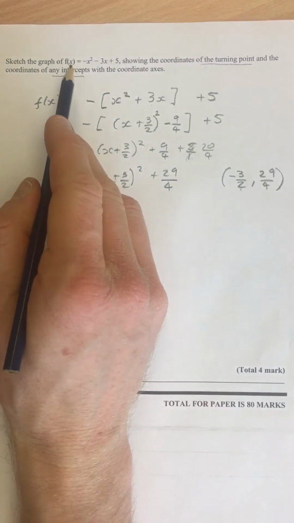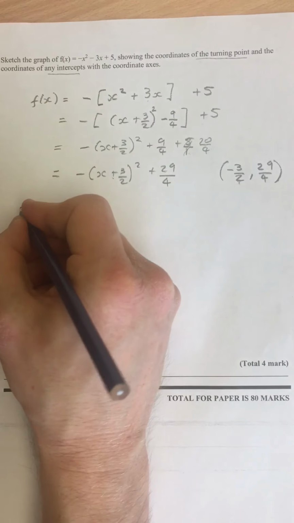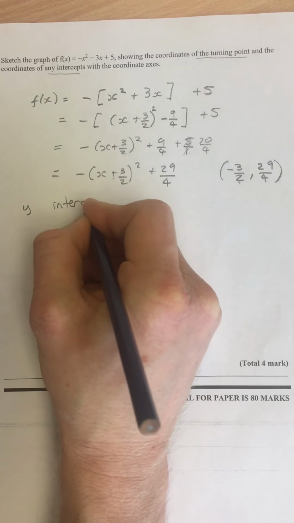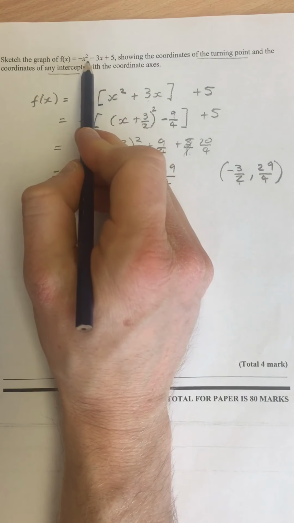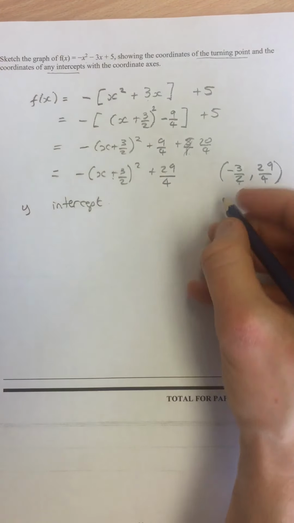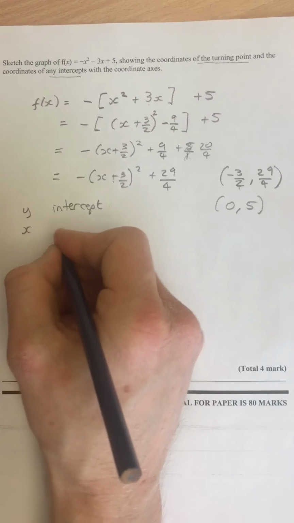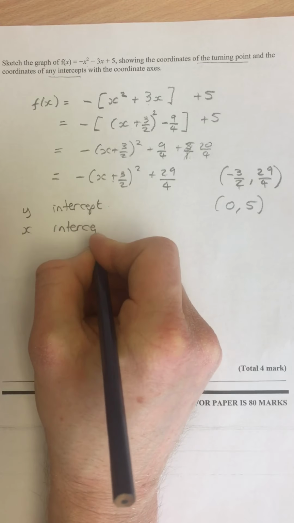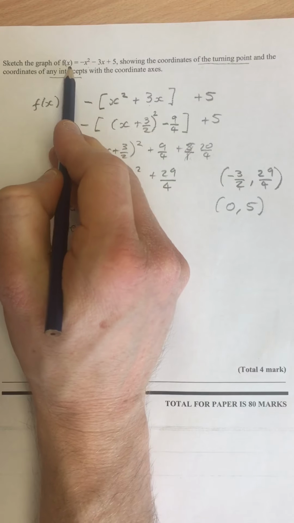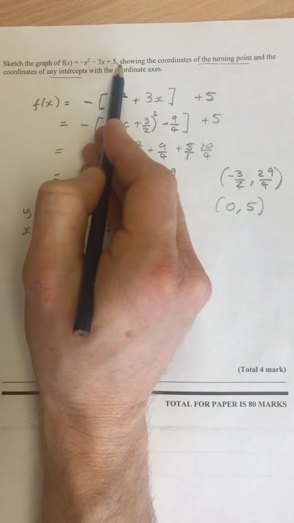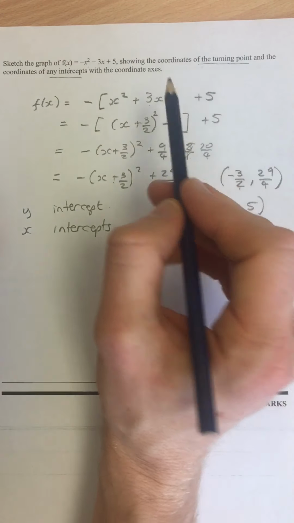Right, I also need to work out the intercepts. Well, the intercept with the y-axis, the y-intercept, is really easy, because I know that's just when x equals 0. So if I put 0 here and here, I can see that the y-coordinate is 5. The x-intercepts are a little bit more awkward. That's when y equals 0. So if I put 0 here, I get an equation to solve. So this would have to equal 0.